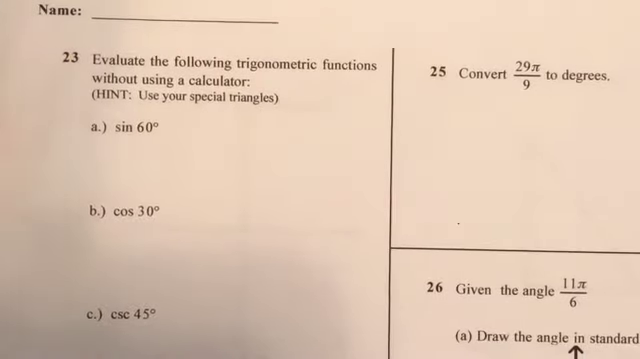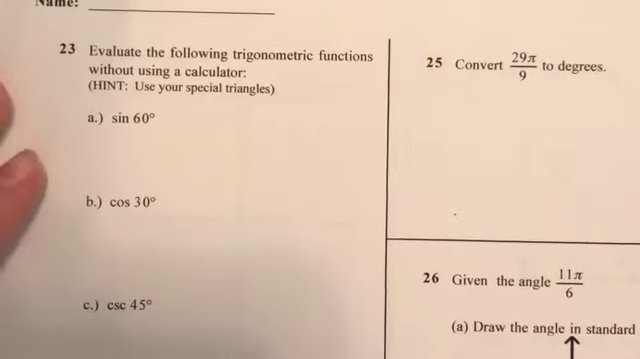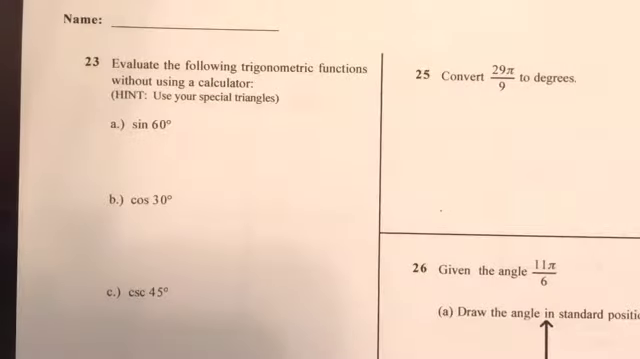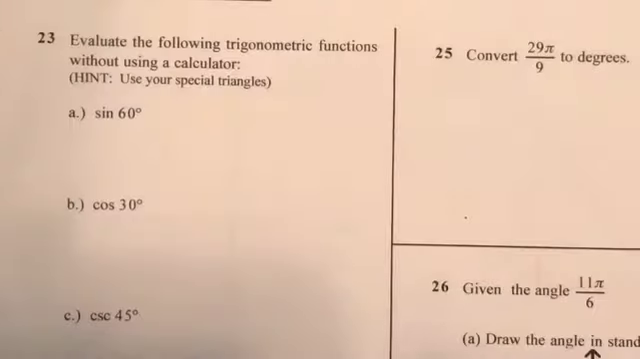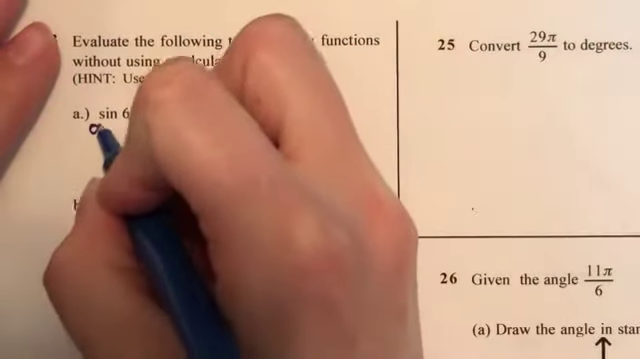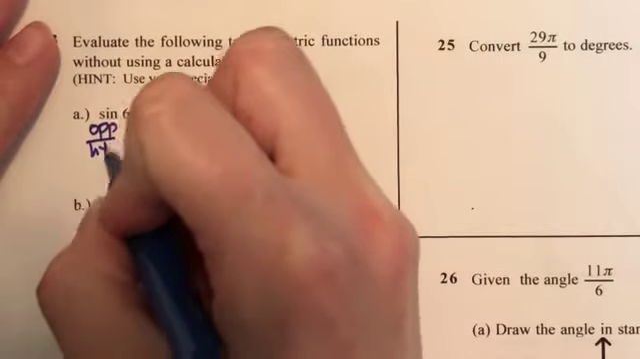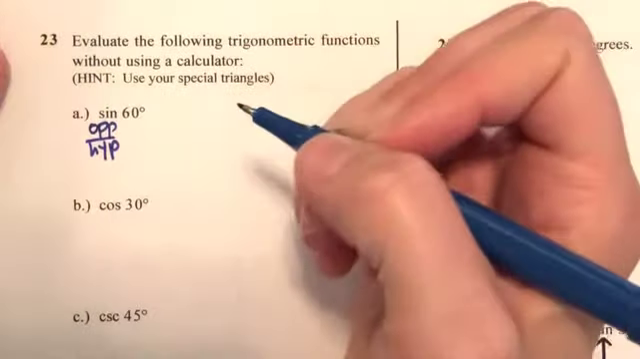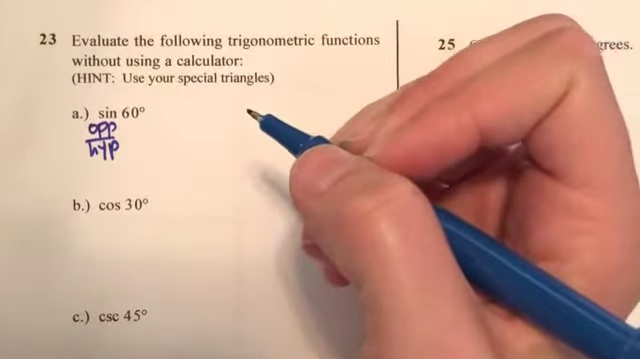Number 23, we're going to evaluate the following trig functions without using a calculator. So you'll be using your special triangles. Okay, so sine of 60 degrees, we know sine is going to be opposite over hypotenuse. Some of you have memorized sine of 60 degrees and you know that it's positive square root 3/2.